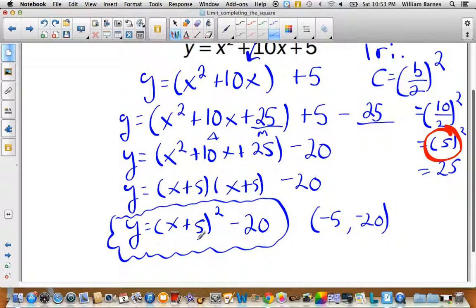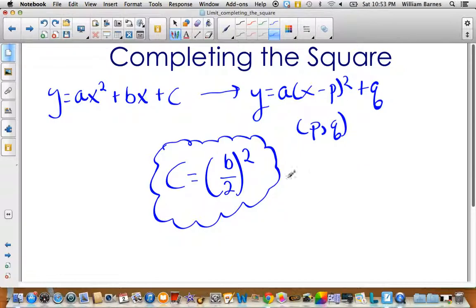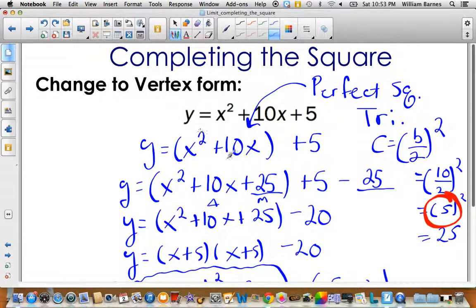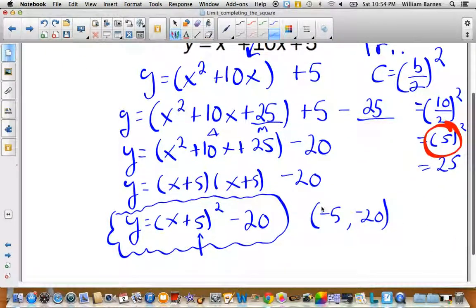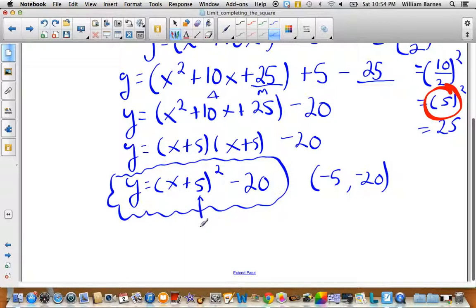You always got to make sure you take the opposite value, because if you look over to the form here, I have a negative p, so in order for that to change to a positive, it'd have to be a negative number in the p place. So this would be negative 5. Turns it to the opposite. So that's my p value and my q value. So that's my vertex.